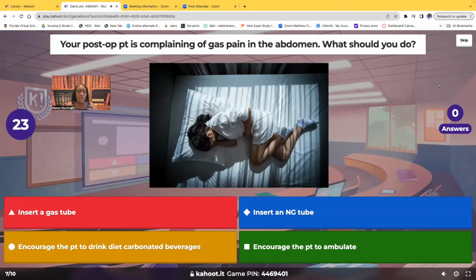Your post-op patient is complaining of gas pain in the abdomen. What should you do? Insert a gas tube, insert an NG tube, encourage the patient to drink diet carbonated beverages, or encourage the patient to ambulate. Your post-op patient is complaining of gas pain in the abdomen. What are you going to encourage them to do, or what are you going to do?